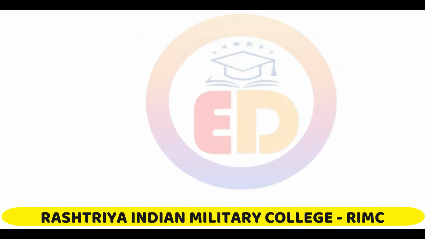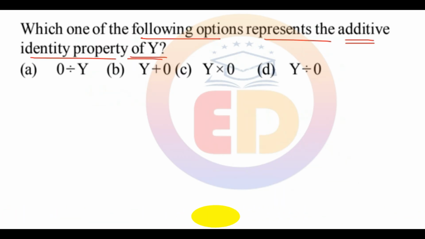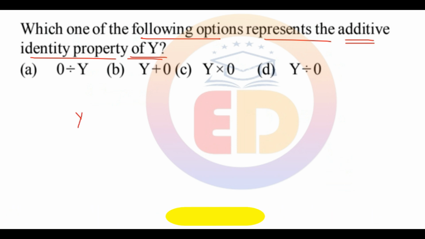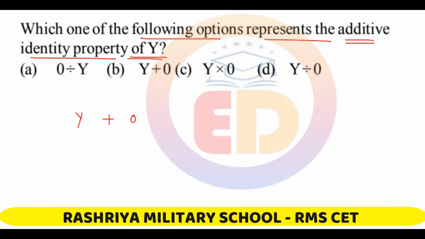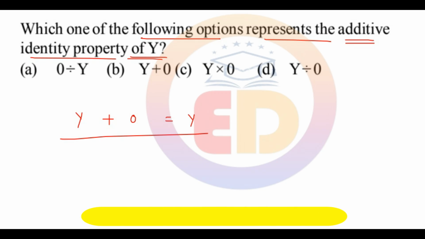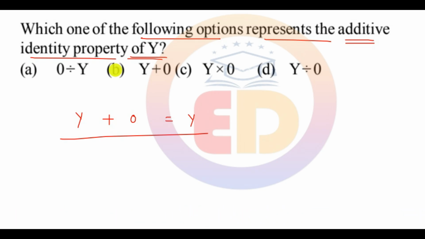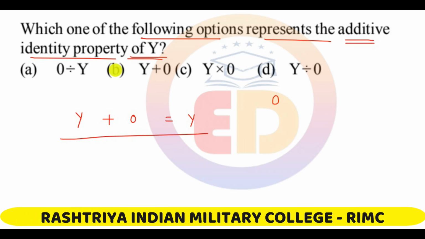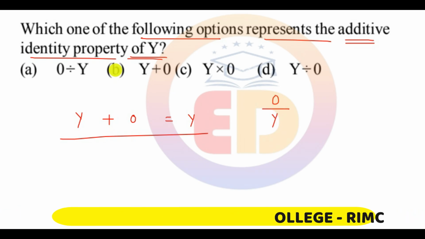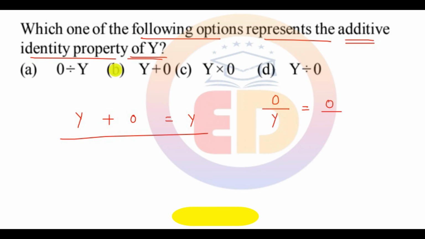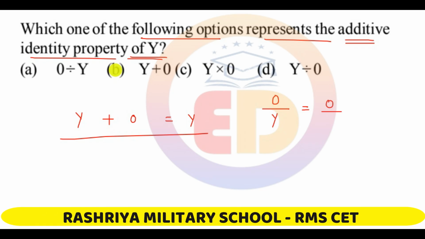It says, which of the following is the additive identity property of y? Additive identity property of y will be y plus 0, which is y. And this is given in option B. Let us understand the other options. Option A, 0 divided by y. Remember, if you divide 0 by any whole number, the answer will be 0. This is not the additive identity.